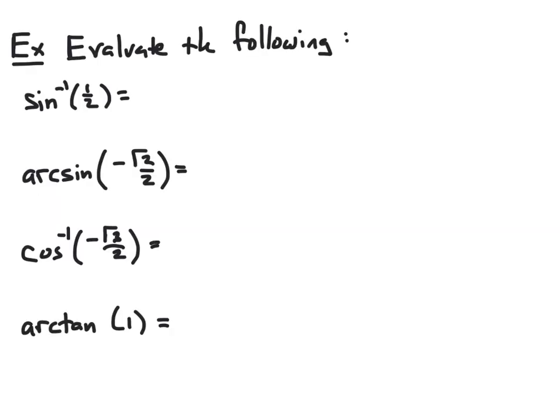In this example, we want to evaluate the following inverse trig values: the inverse sine of 1/2, the arcsine of negative square root 2 over 2, the inverse cosine of negative square root 3 over 2, and the arctangent of 1. In each case, we need to find an angle with the appropriate trig value as well as lying in the appropriate range. For the first one, the inverse sine of 1/2, we're looking for an angle theta whose sine value is equal to 1/2 and which lies between negative pi over 2 radians and positive pi over 2 radians.